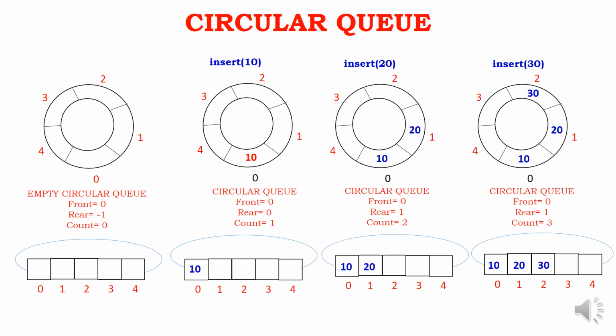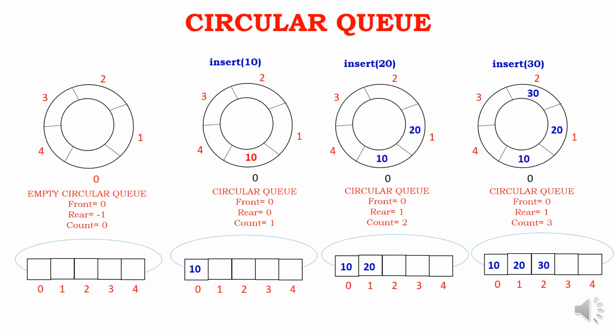Linear queues have some limitations in utilizing the space. The disadvantage of linear queues can be overcome with the help of circular queues. In circular queues, the first position is adjacent to the last position.